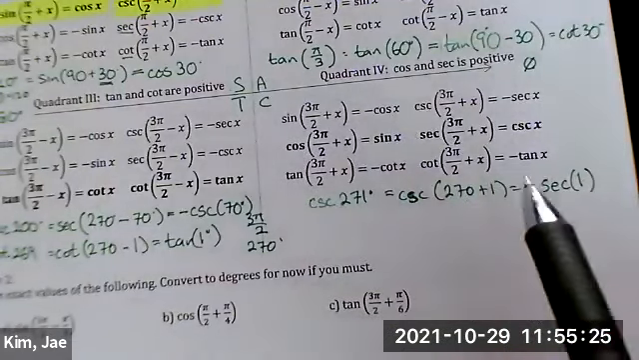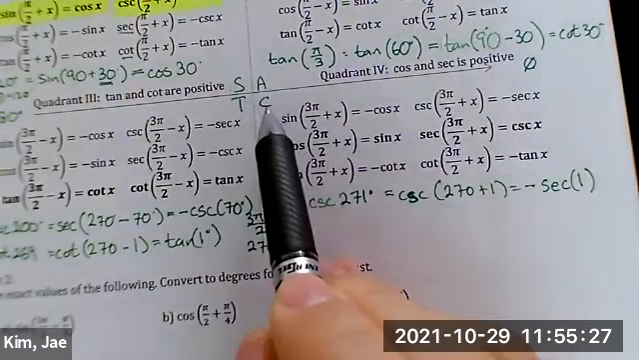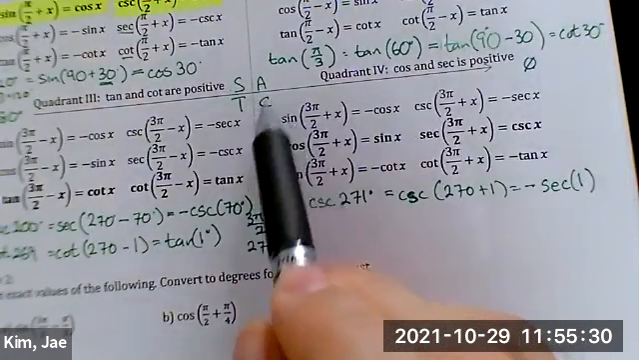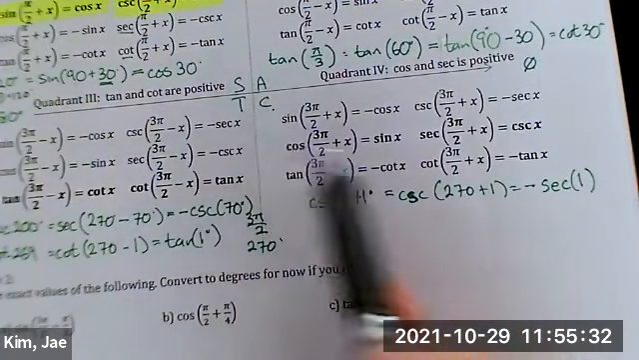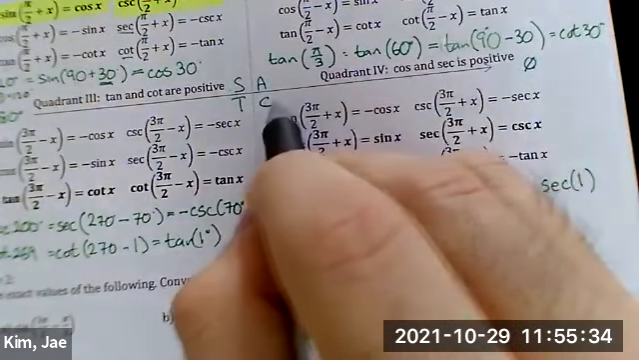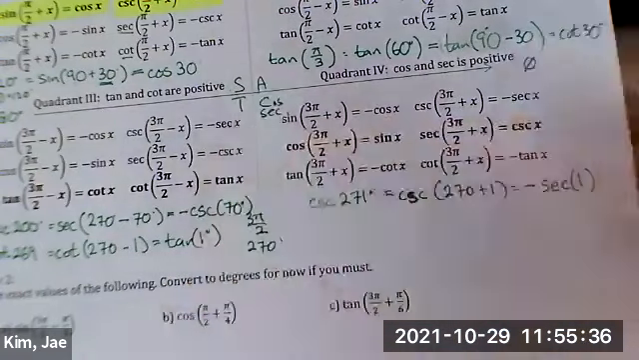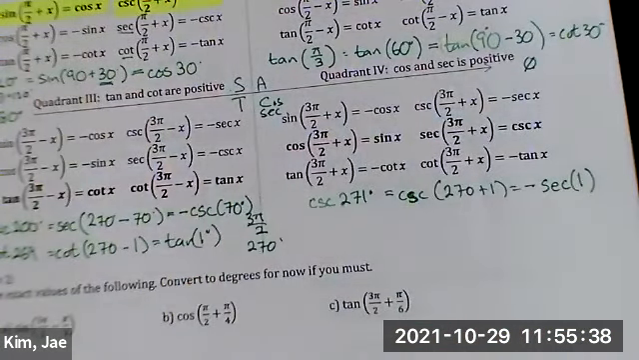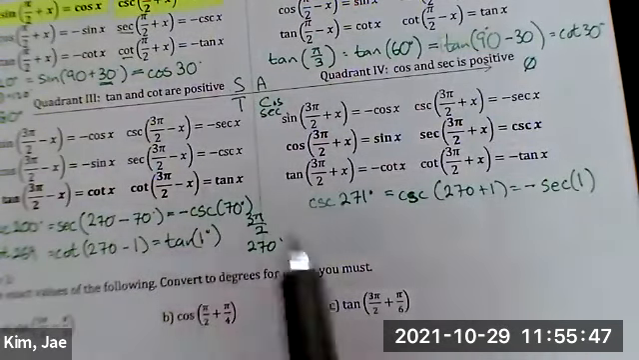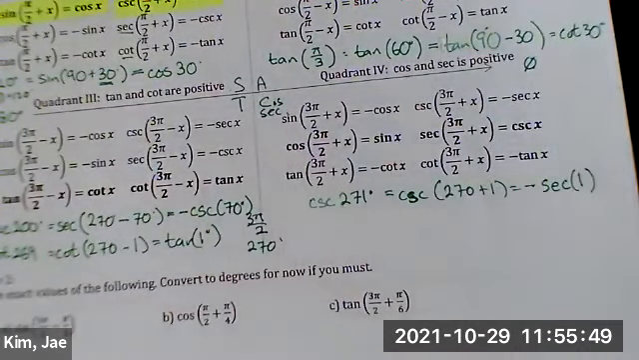If you didn't have this, how would you know? Well, cosine, CAST rule, C is the letter that corresponds to quadrant 4. That means cosine and secant are the only ones that will keep the answer positive. Okay. We said 1, 2, 3, sine, cosine, tangent. I think you get the point.